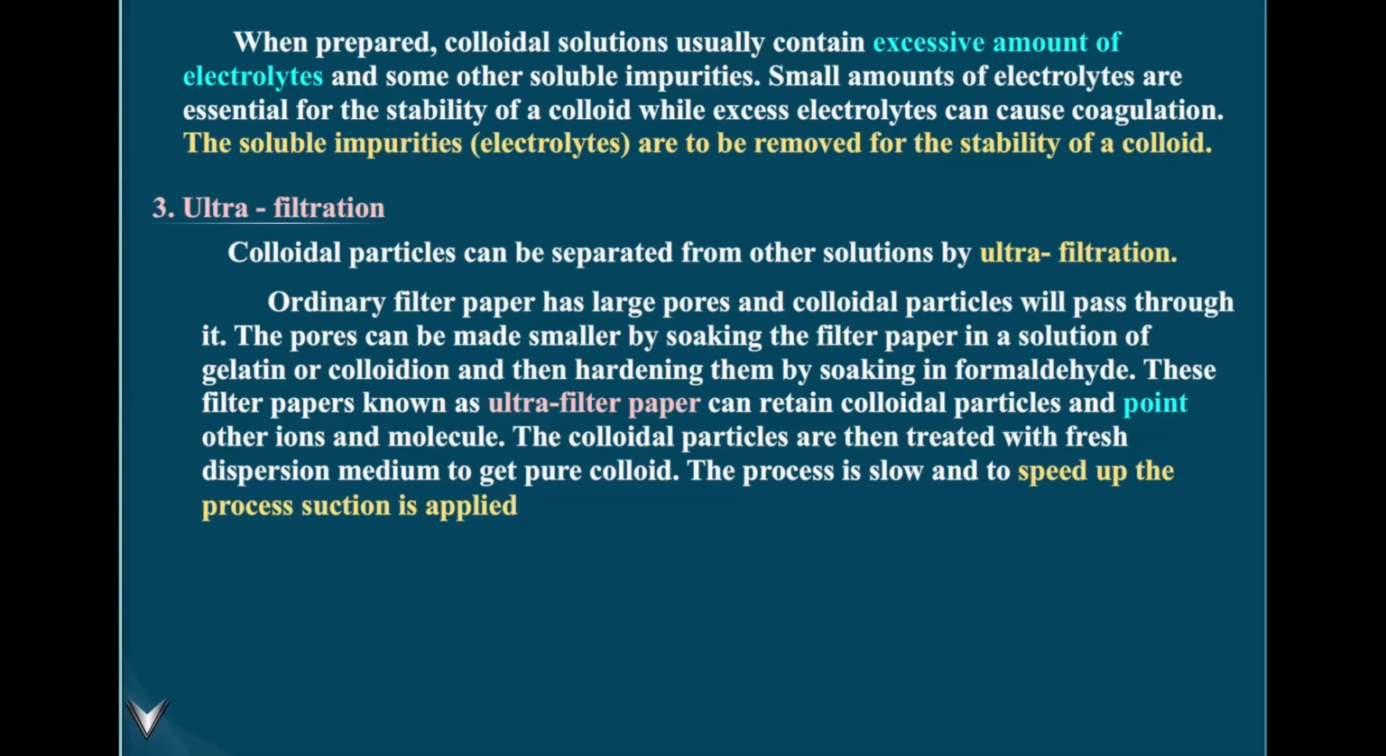The pores can be made smaller by soaking the filter paper in a solution of gelatin or collodion and then hardening them by soaking in formaldehyde and then drying it. These filter papers are known as ultrafilter papers and they can retain the colloidal particles, and other ions can be removed from it. The colloidal particles are then treated with fresh dispersion medium to get the pure colloid. The process is slow and to speed up the process, suction also can be applied.